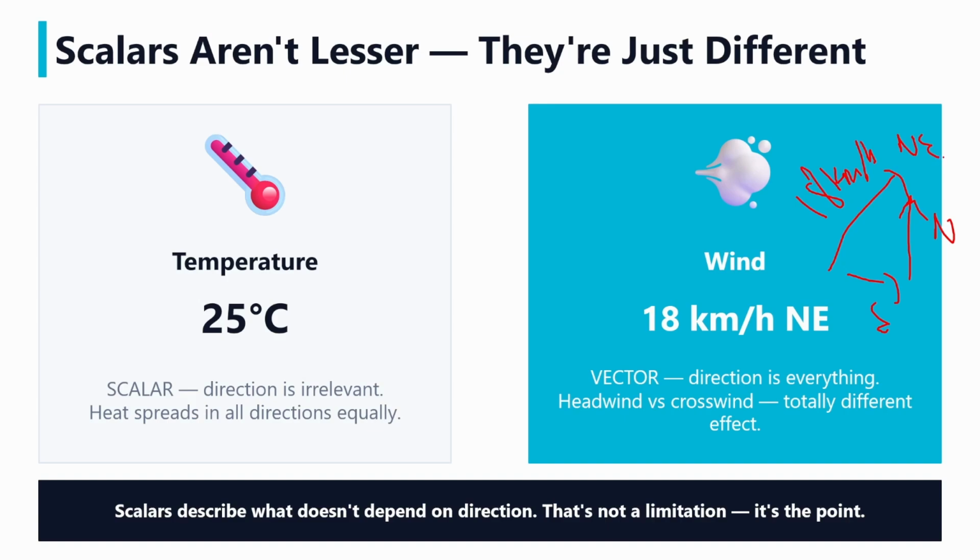Alright? So this is an important point. Scalars aren't simpler or less important than vectors. They just describe quantities where direction is genuinely irrelevant. The distinction isn't about complexity, although the vectors are more complex. It's about what information the quantity actually carries.